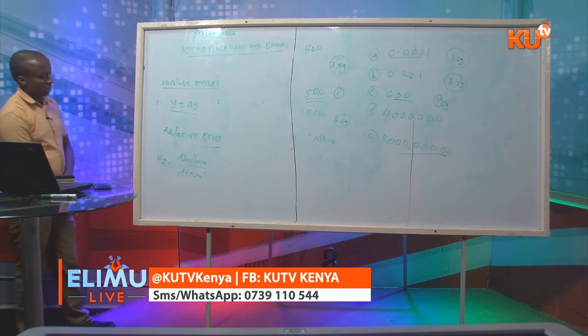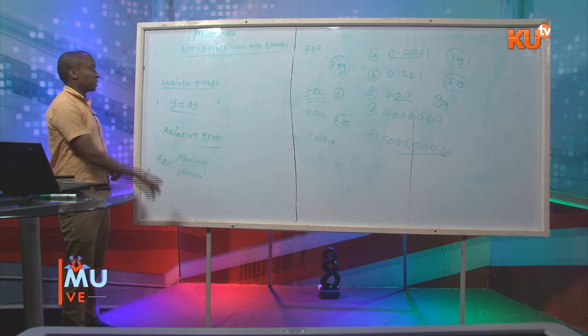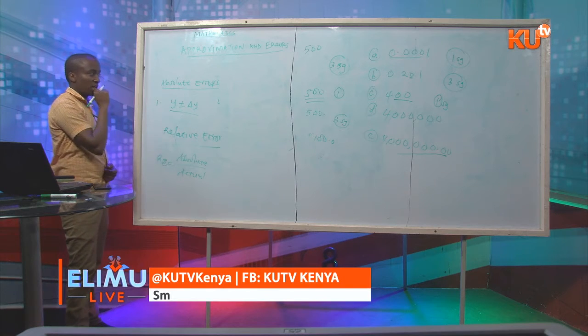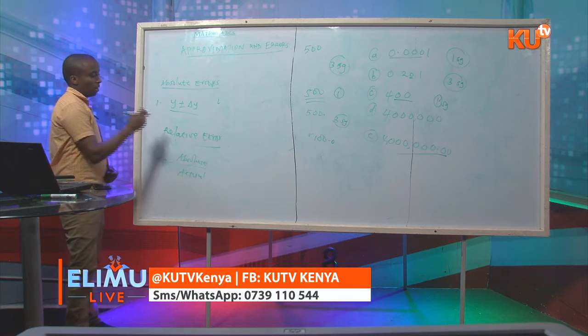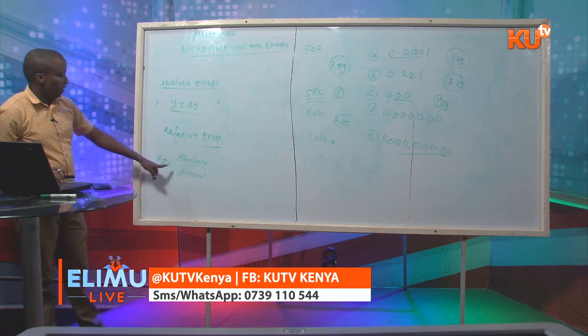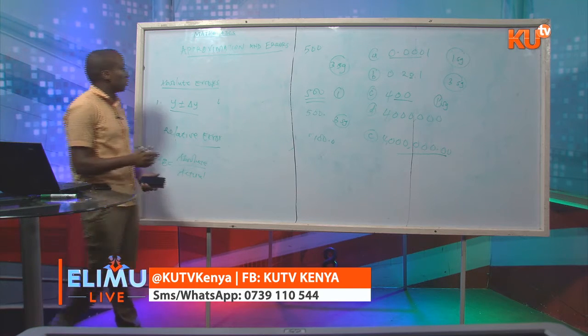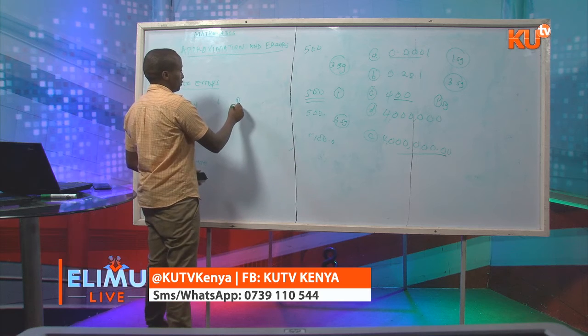So that is absolute error. The first concept is to know what absolute error is, that is, error of uncertainty, and to know the definition of this error. The other one is the relative error. And then we go to the last concept, which is the percentage.